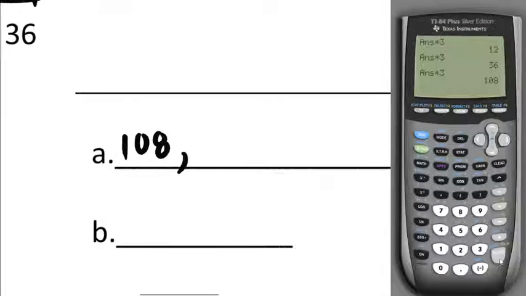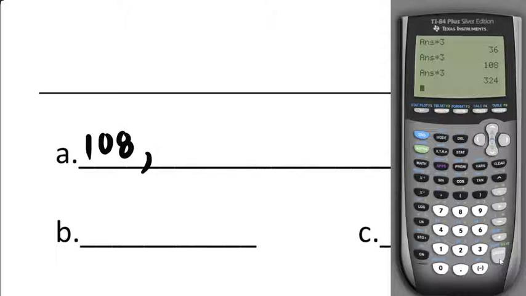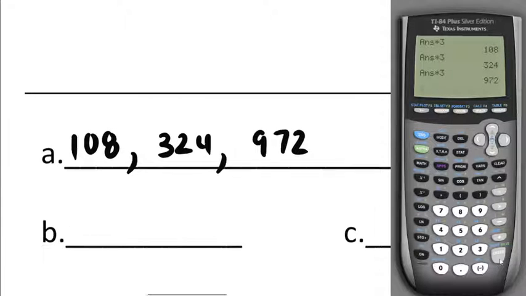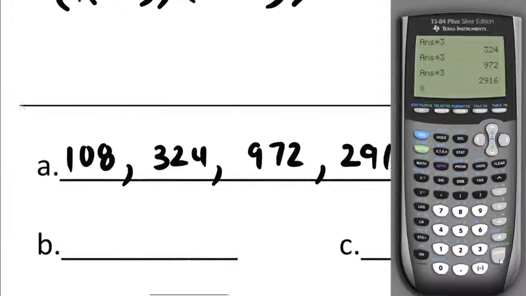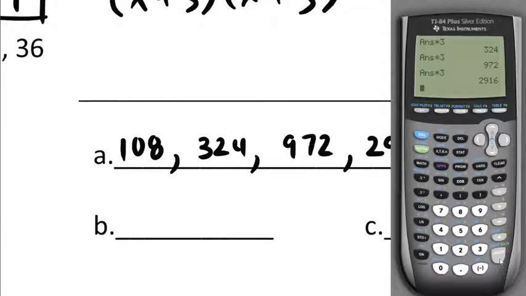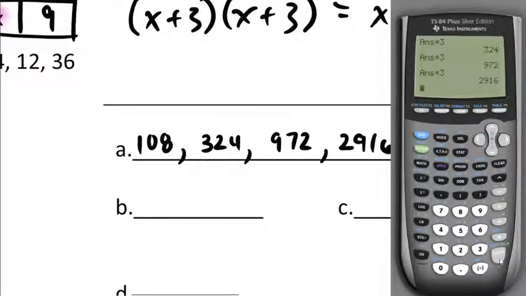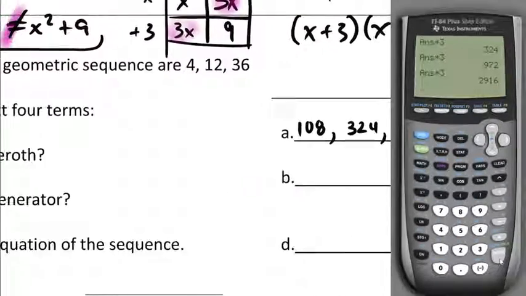And then after the 108, we will get 324. And then after 324, we will get 972. And then our 4th term will be, when we multiply by 3 again, 2,916. So those are our first 4 terms, or the next 4 terms after these 3 terms.